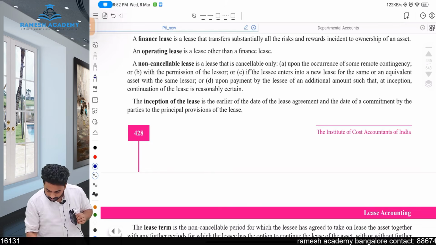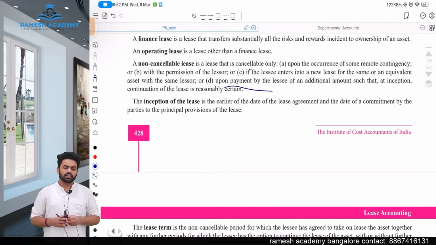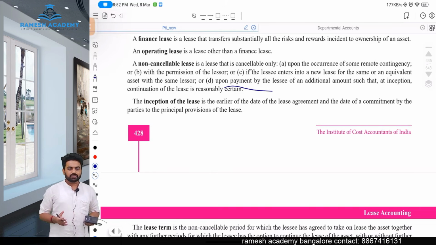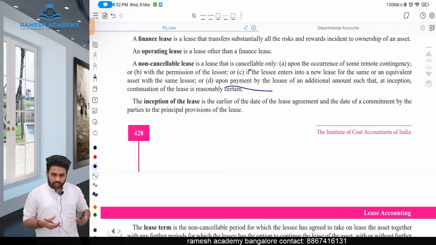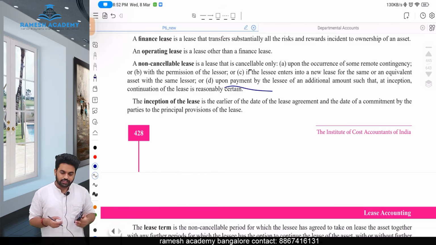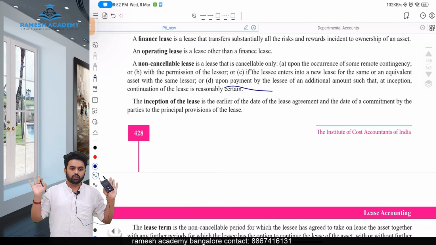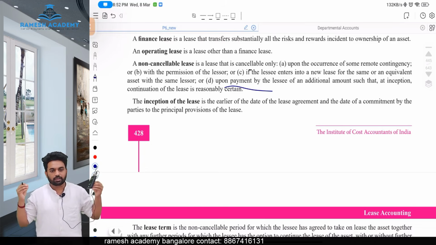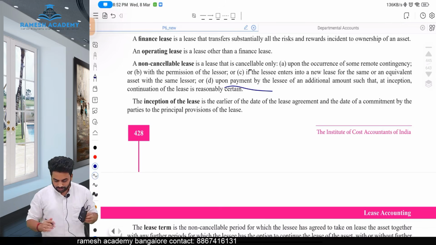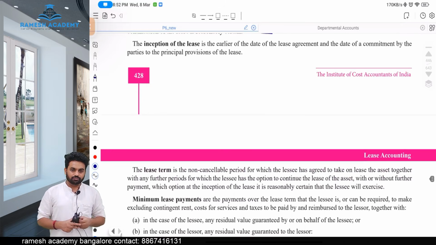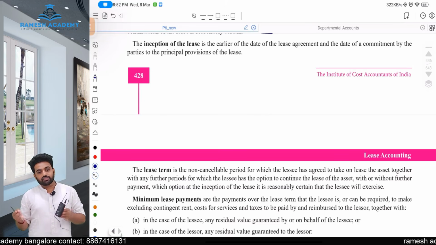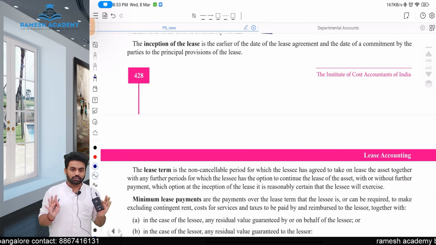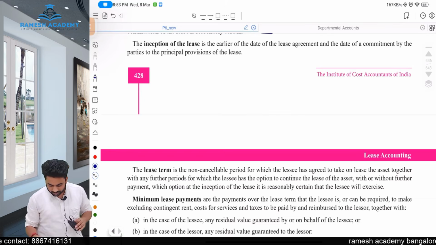And one more thing is, upon additional amount payment, your lessor might say, okay boss, if you don't want to be in the lease, your lease term is not yet completed, but if you don't want to be in the lease, you pay me so much amount and you are free to go. For example, you pay me a lump sum of 3 lakh rupees, and we are going to cancel the lease agreement. That could be there. Next, inception of lease: that is when you start using, or the date of agreement, whichever is earlier, that will be the starting date of the lease, the inception of the lease.